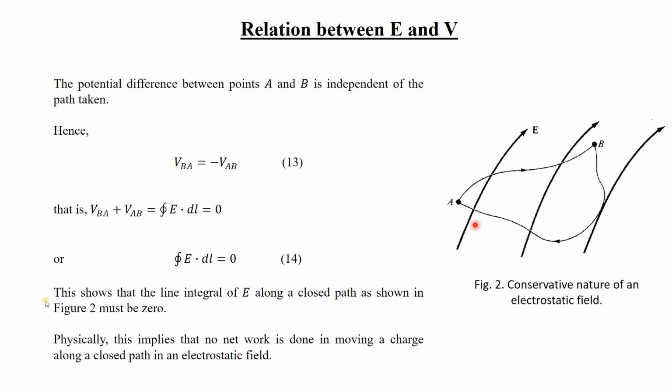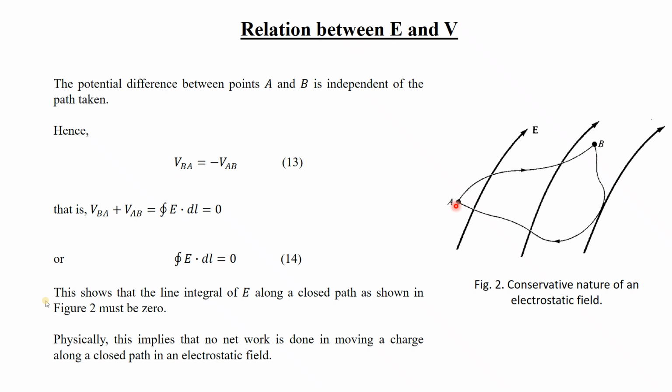Now, the potential difference. If you have an electric field E and two points, point A and point B, and you drag a point charge from A to B, you are doing some work. Work per unit charge gives the potential difference. The potential difference is independent of the path: whether you travel from A to B directly or by a longer route, it is the same.